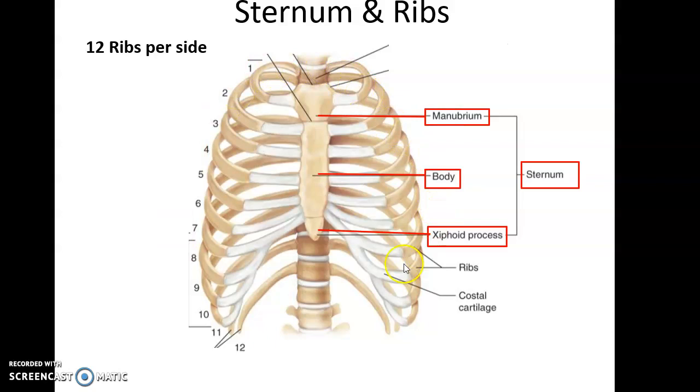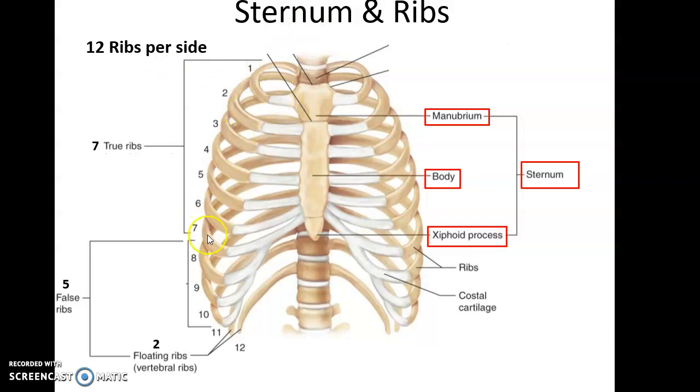And this brings us to the thoracic cage. The thoracic cage has as its anterior bone the sternum. The sternum has three pieces: the manubrium, the body, and the xiphoid process. So superior to inferior: manubrium, body, xiphoid process. Then we have 12 ribs per side, so 12 right ribs, 12 left ribs, for a total of 24 ribs.